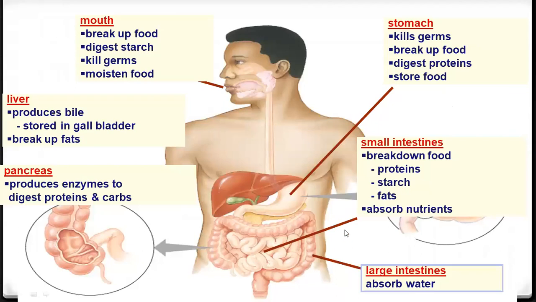Okay, so now we're on this again. So the liver produces bile, which is stored in the gallbladder and helps to break up fats. The pancreas produces enzymes to digest proteins and carbs.